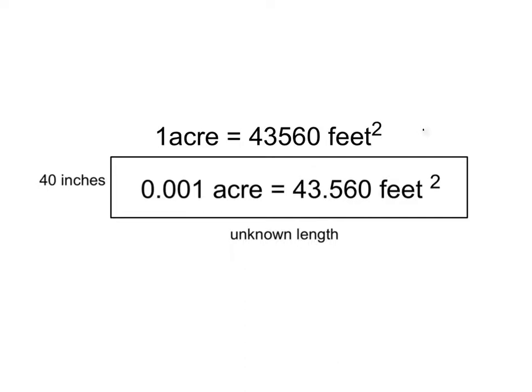Okay, let's do some math. Now we know that 1 acre is 43,560 square feet. Consequently, 1/1000th of an acre will be 43.560 square feet. So, if we can imagine a long, thin rectangle that contains our one row of corn, we can see that that rectangle would be 40 inches wide, and it would be of an unknown length.